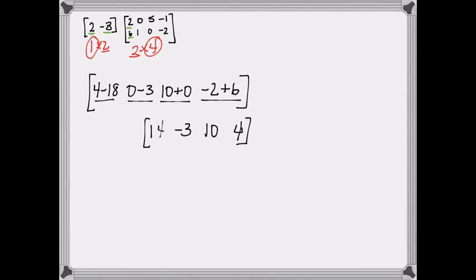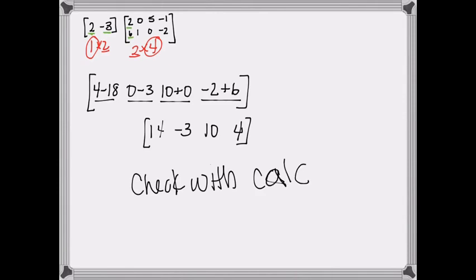All right, you can also check these with your calculator. You would just put your first matrix in for A, put your second matrix in for B, go back out to the regular screen and just multiply them together. So you guys can definitely try that out to check.